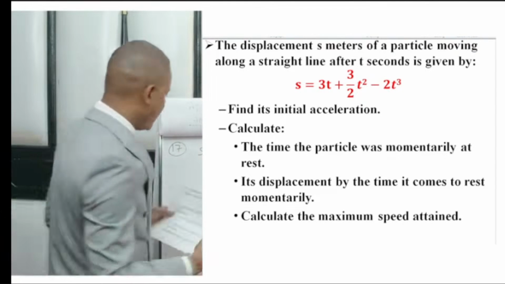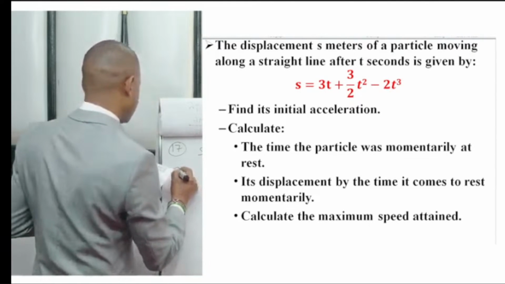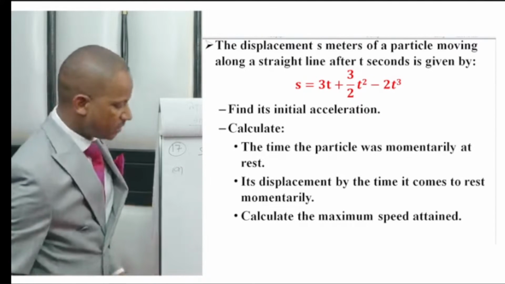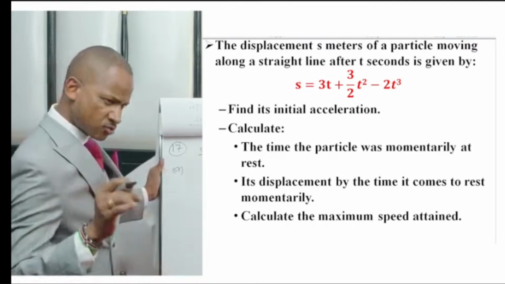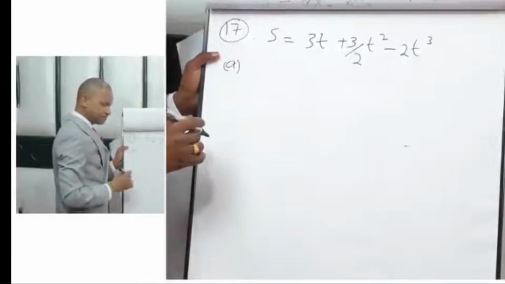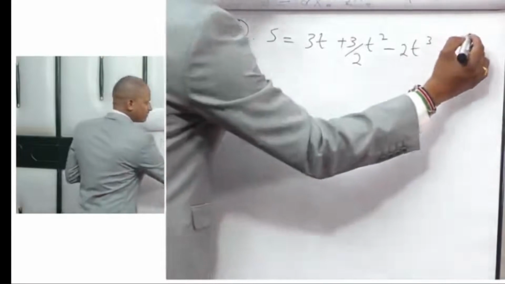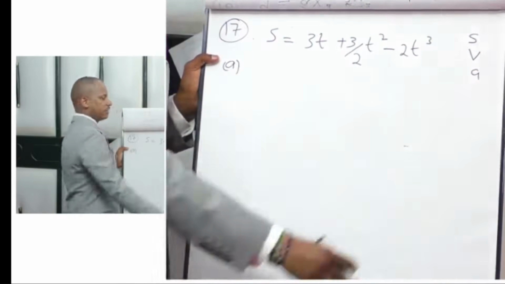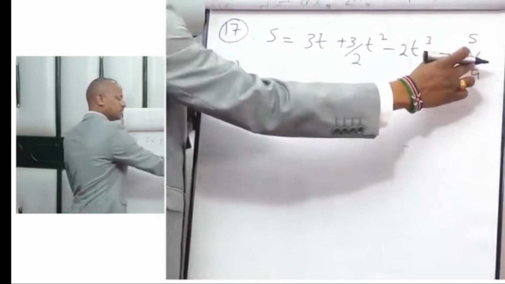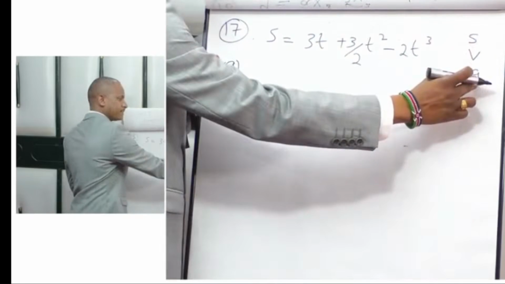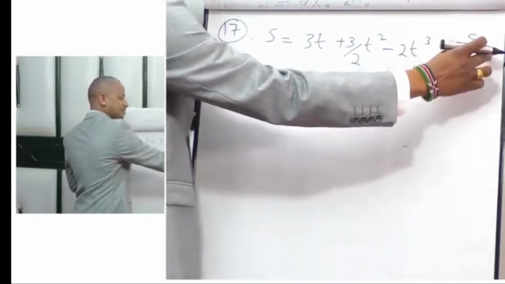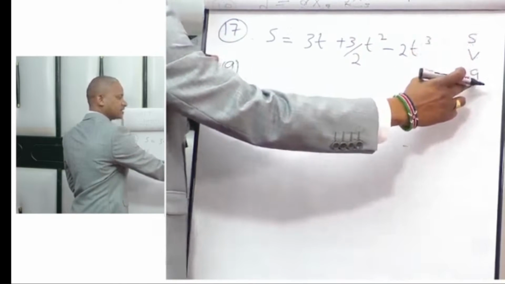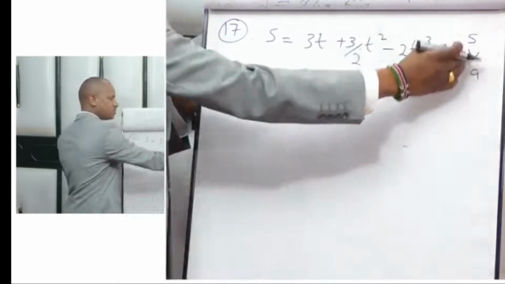First question, number A. Calculate its initial acceleration. Remember, we always have displacement, velocity, acceleration. We use displacement, velocity, acceleration, not distance and speed. These are vector quantities.